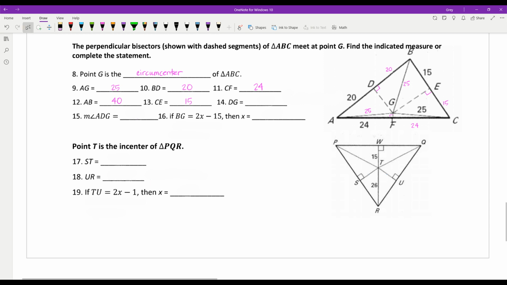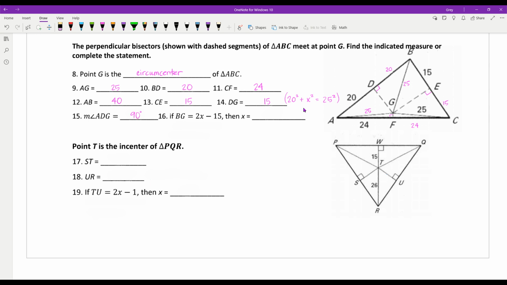DG, I do not have DG, okay? I don't have it. So what you got to remember is that this right here, because it's a perpendicular bisector, makes a right triangle. So that means that DG, 20 squared plus x squared, for lack of a better, you can put DG if you want, is equal to 25 squared. So if you take 25 squared, 625 minus 400, you get 225, and the square root of 225 is 15. So DG is 15.